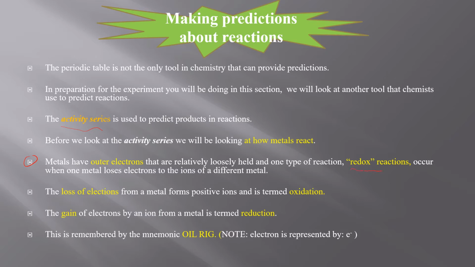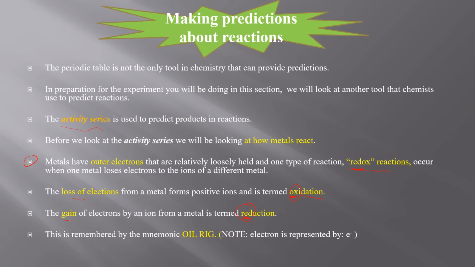A redox reaction is when one metal will lose electrons and another metal will gain the electrons. We use this term redox because the loss of electrons is the oxidation part, which is the ox, and the gain of electrons is what we call reduction, which is the red bit. So if you think of redox, that's where it comes from.